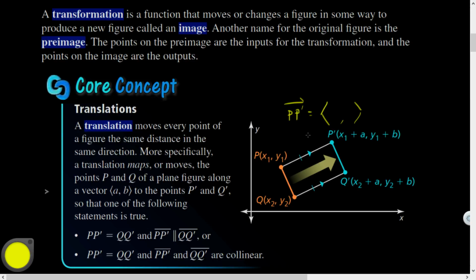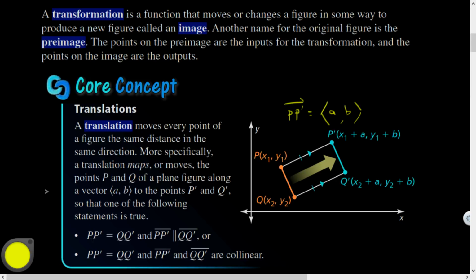It looks like this one is moving over A units and up B units. So the vector that could be used to describe this translation is the vector AB. And notice that to find the new point P prime, I could just simply add A to the X coordinate and add B to the Y coordinate. Nothing too fancy.